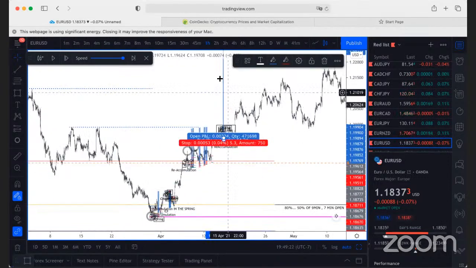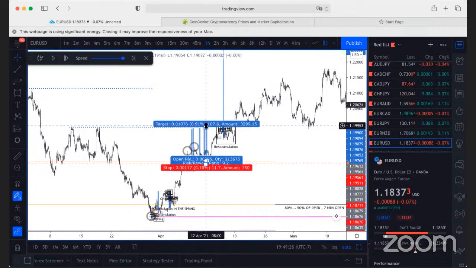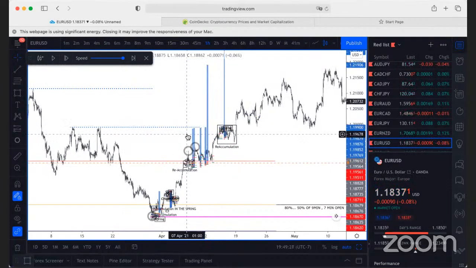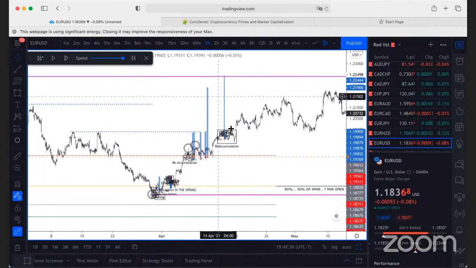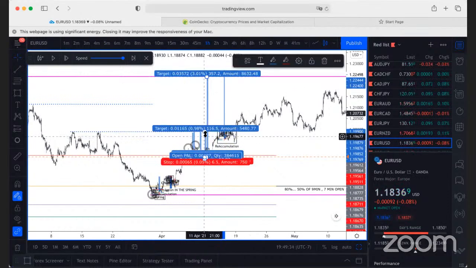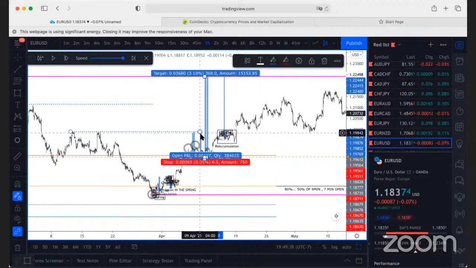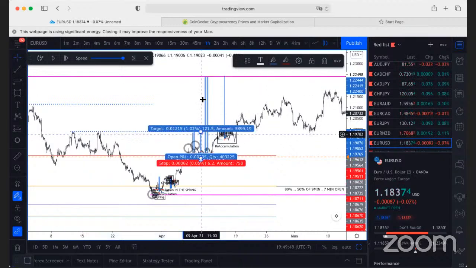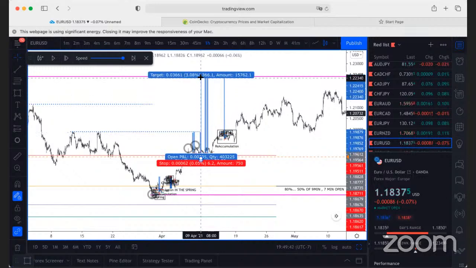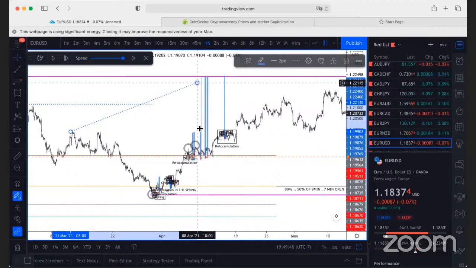Now I believe none of these actually stay. The only ones that stuck were these down here. These two entries that we took ended up hitting break even, and everything else never hit break even. So targets, looking to take these up to here. Let's just get these all up.